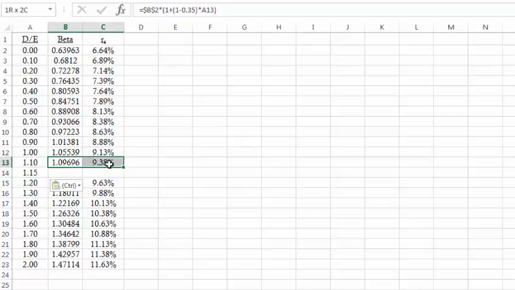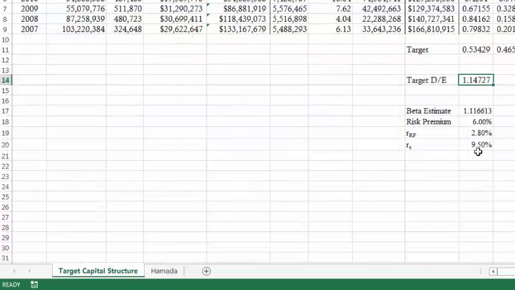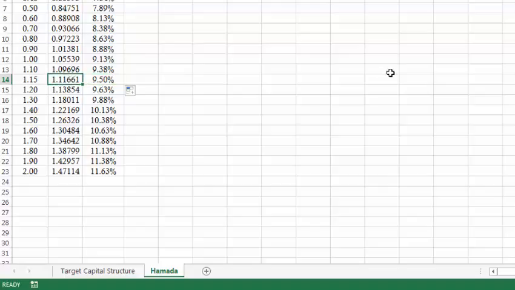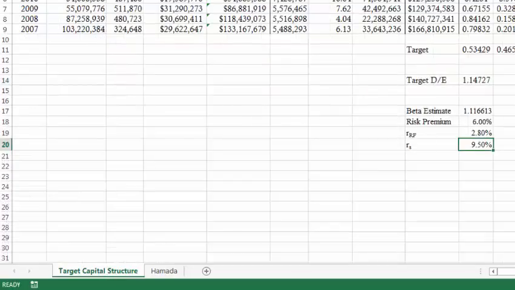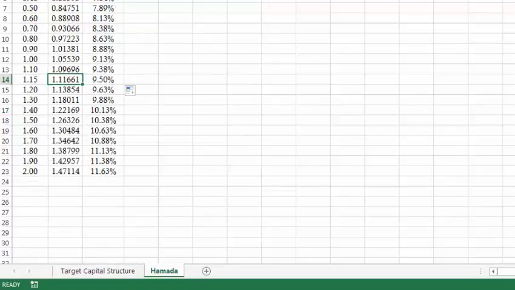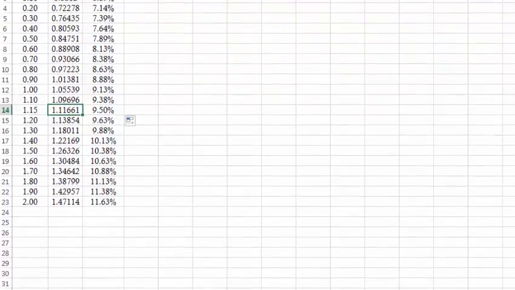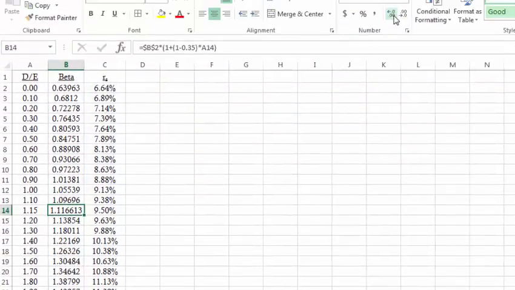Having done that, now all I have to do is highlight both of those, bring them down, and this 9.5 should be the same number I have here, which it is, and my beta, 1.11661, should be the same thing that I have here, 1.11661, and they are. And you may say, but it has a 3 afterward. Well, yeah, but this one doesn't have that much precision. If we expand it just a hair, you'll notice that it is exactly the same.